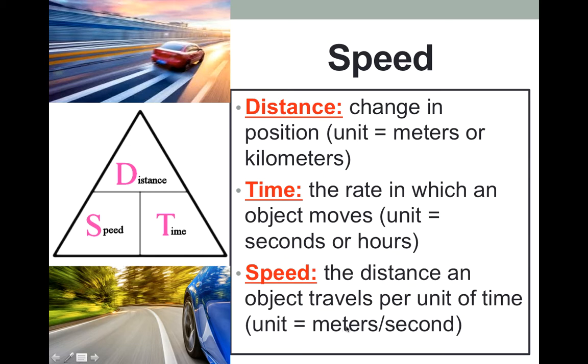Now you'll notice that speed has two different units combined. This is one whole unit, because speed is legitimately the combination of distance and time. So its unit is going to combine a distance unit and a time unit to make one whole speed unit. So meters is from distance, second is from time.